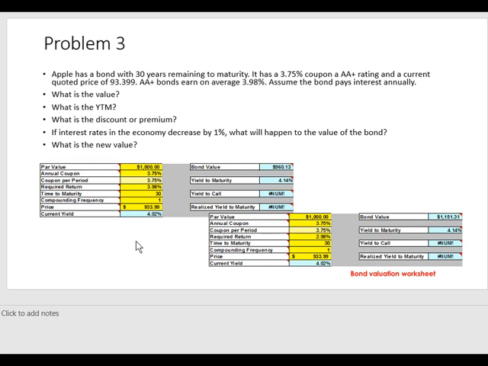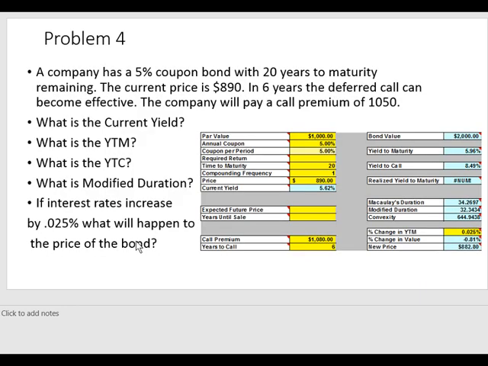There aren't a lot of questions, there aren't a lot of variables that we have to worry about when we're predicting values and yields. In the last problem here, we have a company with a 5% coupon, 20 years to maturity. The current price is $890. In 6 years, the deferred call can become effective, and the company will pay a call premium of $1,050.